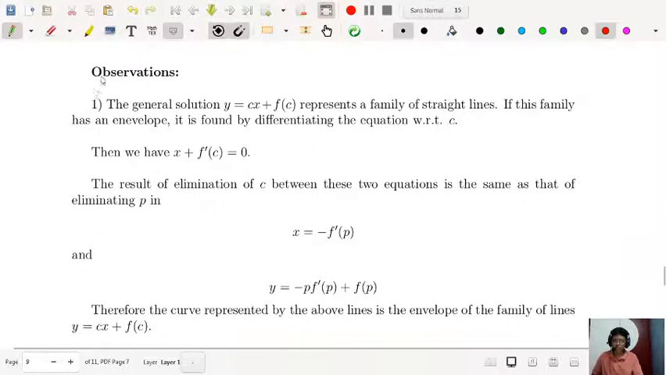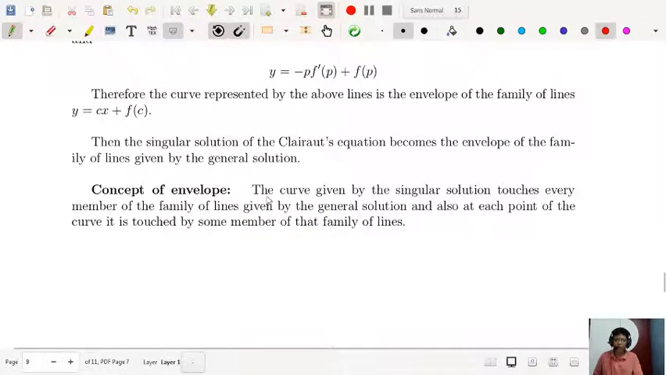Now my observation. What are the observations? The general solution y equal to cx plus function of c represents a family of straight lines in the xy plane, that already mentioned. If this family has an envelope, it is found by differentiating. What is your envelope? The concept of envelope is here. The curve given by the singular solution touches every member of the family of lines given by the general solution, and also at each point of the curve it is touched by some member of the family of lines. So that was the concept of envelope.